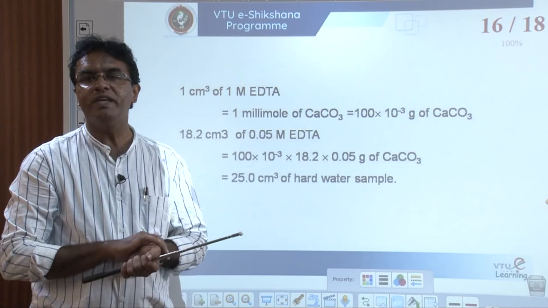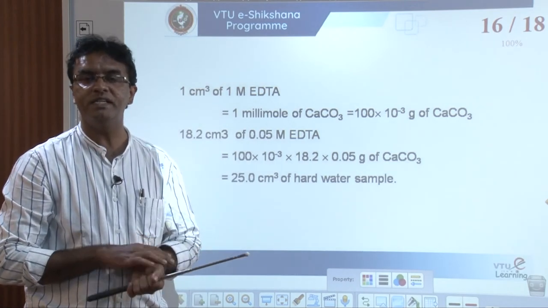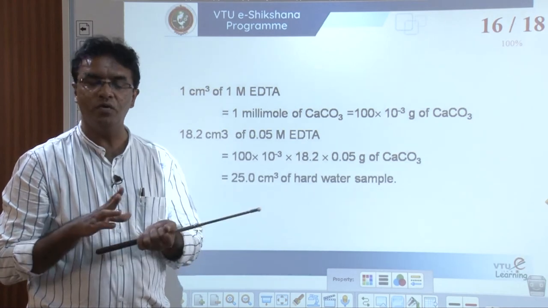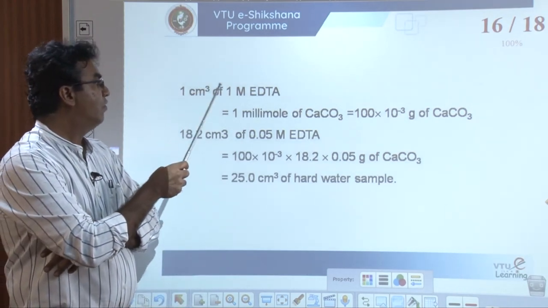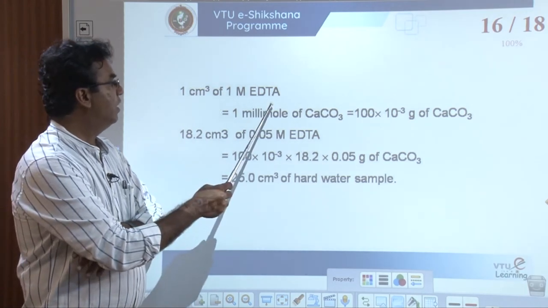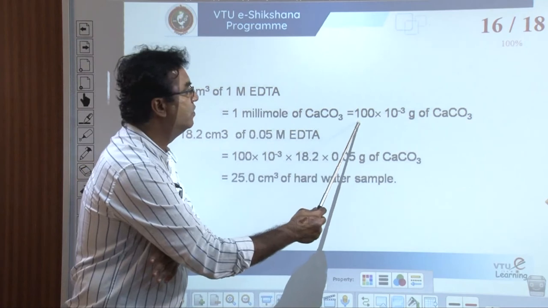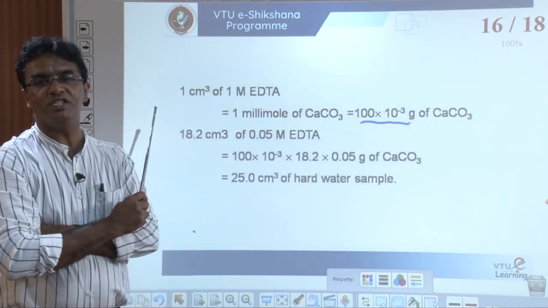And the volume of the EDTA consumed after boiling the water for 30 minutes is 11.1 cm cube. After noting down the data, write down this relationship. We know that 1 cm cube of 1 molar EDTA is equivalent to 100 into 10 to the power of minus 3 grams of calcium carbonate.